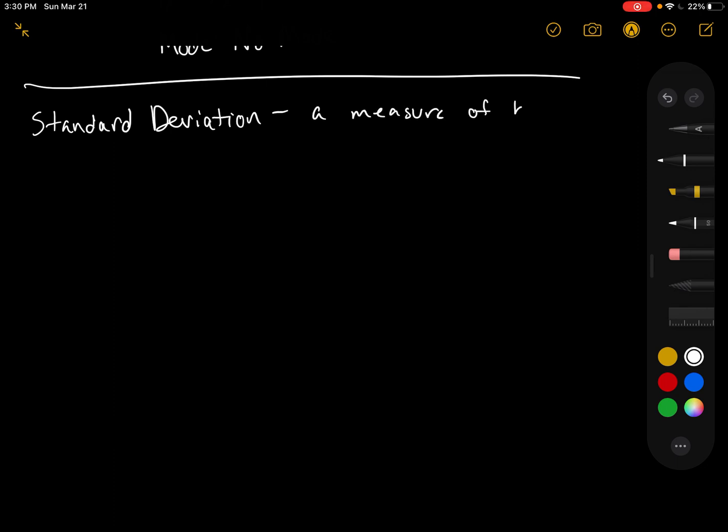Our final skill for today is standard deviation. Standard deviation is a measure of how spread out the numbers in a data set are.